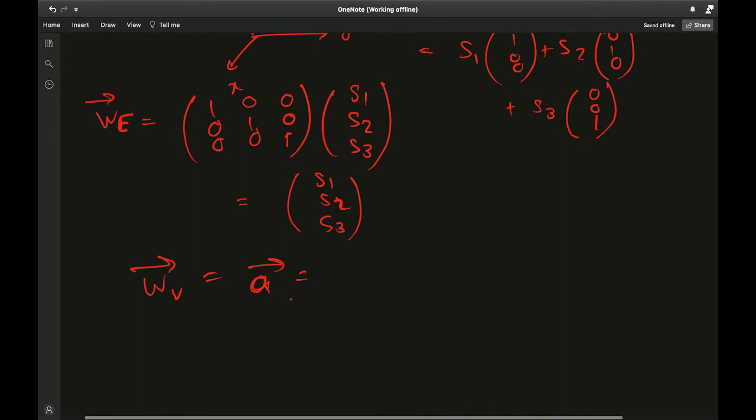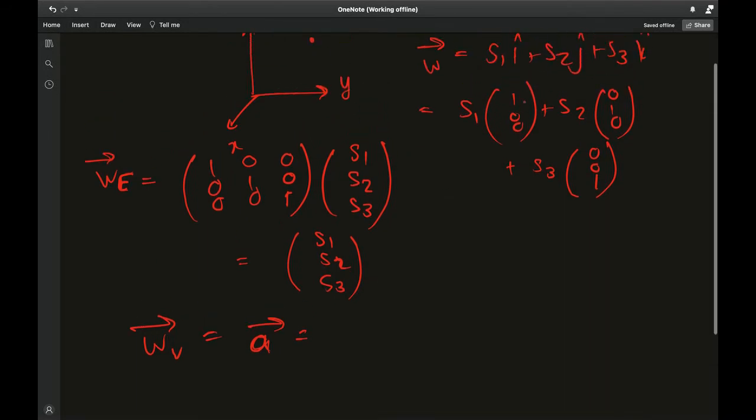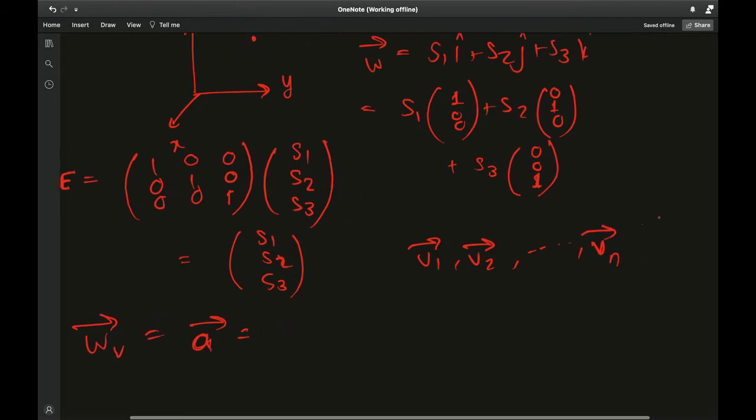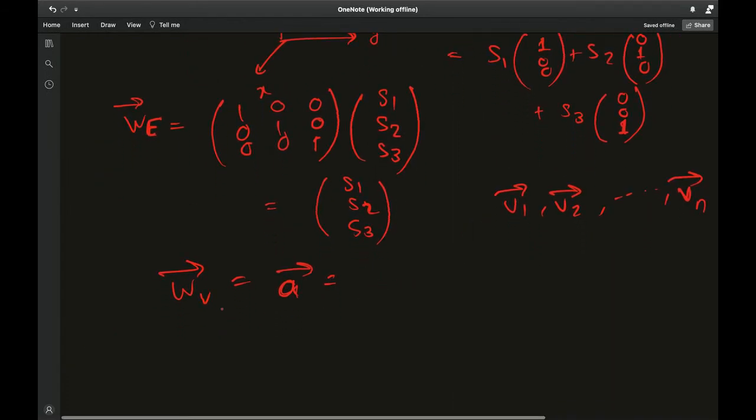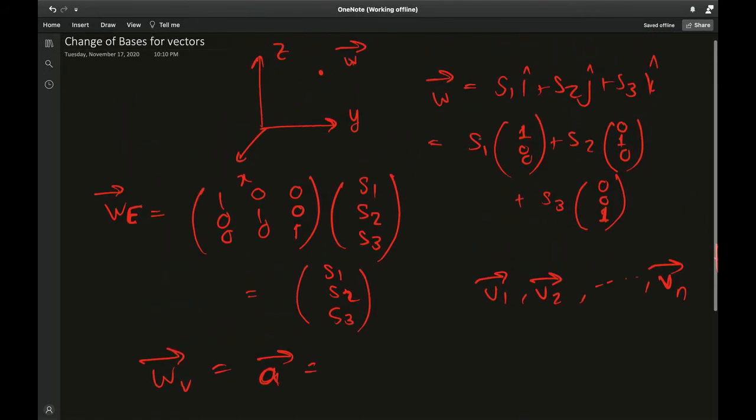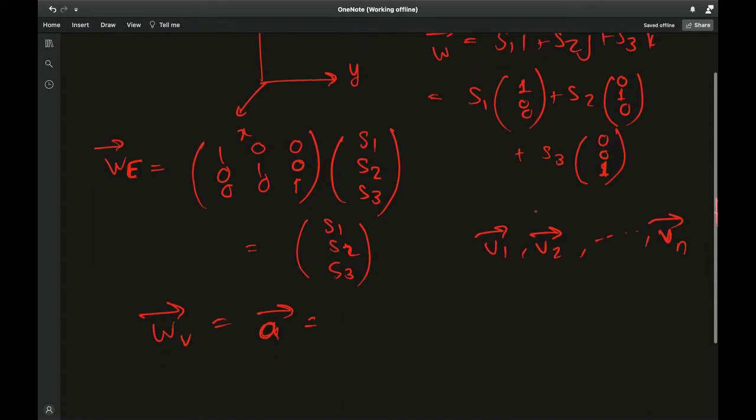If we have a new basis, we need basis vectors to form linear combinations of them to denote anything in that space. So assume our vectors are say v1, v2, till vn. Say this is an n-dimensional space, so we're working in Rn. We want to express W in a basis V. We need to take linear combinations of these, like we had S1, S2, S3 as arbitrary coefficients, and 1 0 0, 0 1 0, 0 0 1 were the specific vectors.